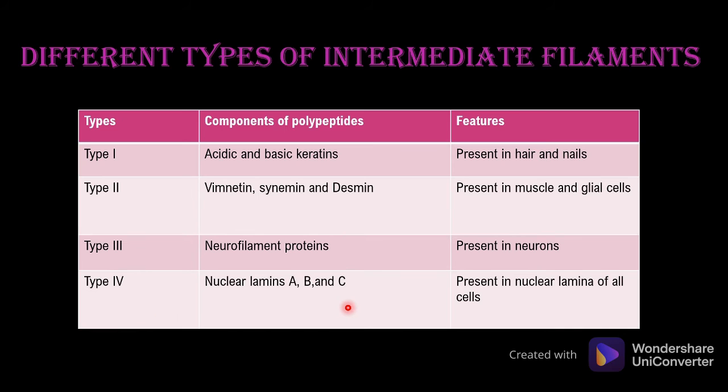And type 4 are the nuclear lamins A, B and C, and they are present in the nuclear lamina of all cells. Here this is the point where you may get a question in the CSIR NET exam on the intermediate filaments.